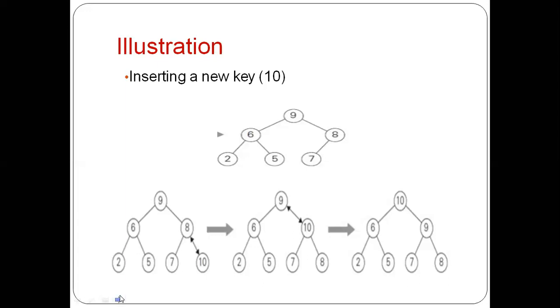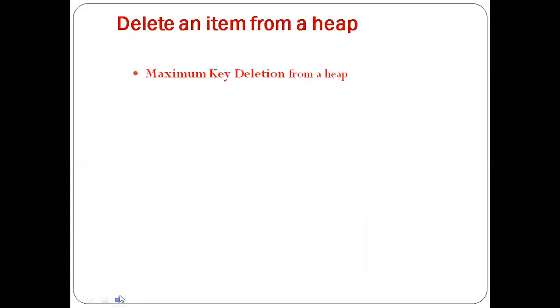This is for the top-down approach. How can you delete an element from the heap? We will discuss only deleting the root node. The root is the maximum of all the elements in the heap. So how can you delete it? The first thing is to exchange the root key with the last key k of the heap.